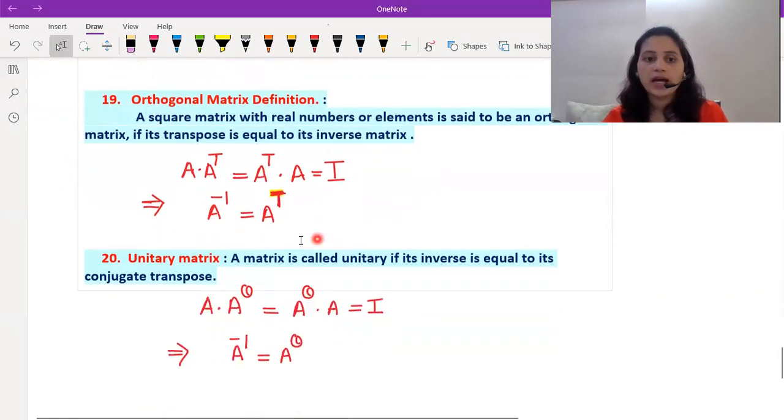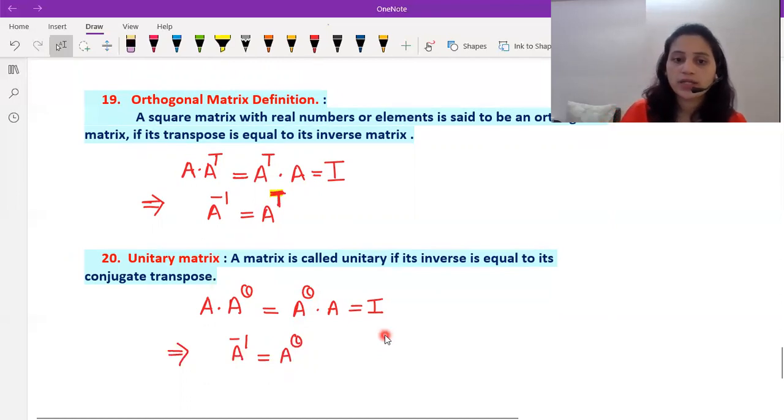Okay. And then last, the unitary matrix. A matrix is called unitary if its inverse is equal to its conjugate transpose, that is, A raised to theta. So here we can write the inverse property: A into A raised to theta is equal to A raised to theta into A is equal to I. That indicates A inverse is equal to A raised to theta. So the matrix is called unitary when the inverse of the matrix is equal to the transpose conjugate of this matrix. So the transpose conjugate is nothing but A bar transpose.